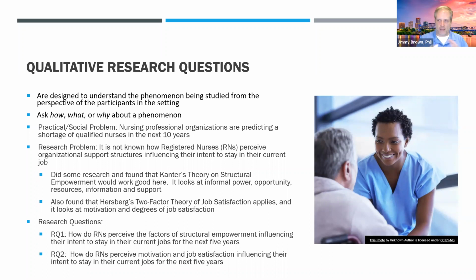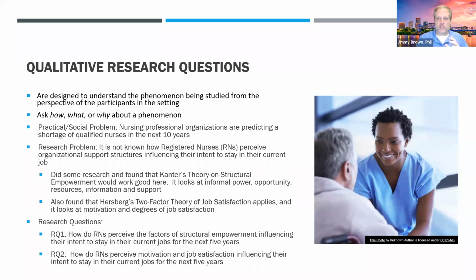From that, and I'll make a video later about interview questions, we could develop interview questions that get to those things like informal power, opportunity, and resources. We would do those in interview questions, but the RQs are at a higher level. Just so you know, right here I've got two RQs listed. There are different opinions in the literature about how many research questions you must have. My personal view is you need as many as it takes to address the problem. Some schools of thought say a qualitative study must have at least two, and some universities require that for a master's thesis or doctoral study. Depending on what your school says, go with that.